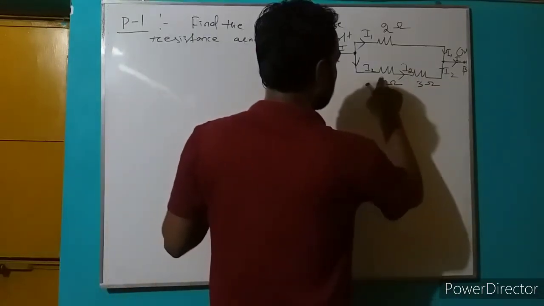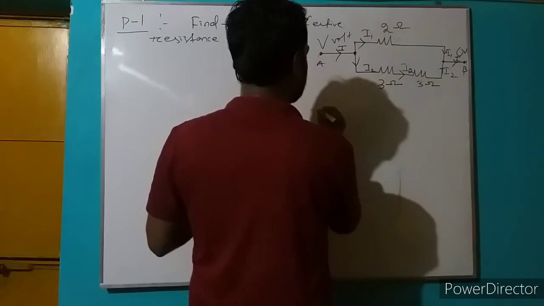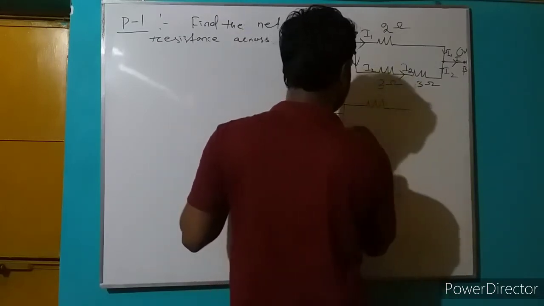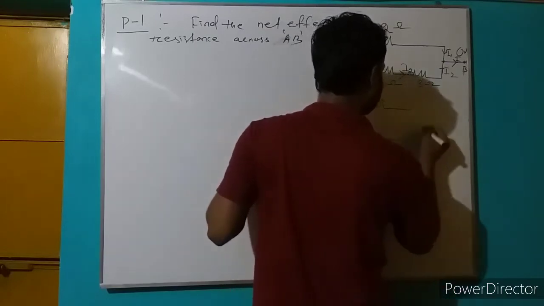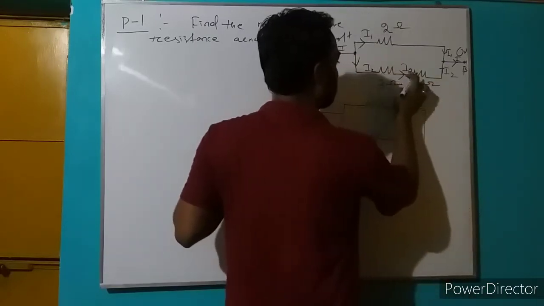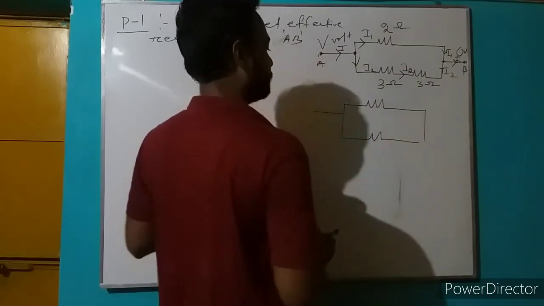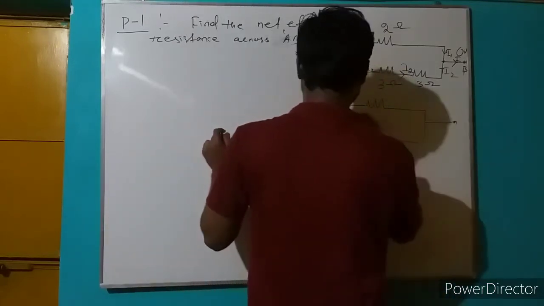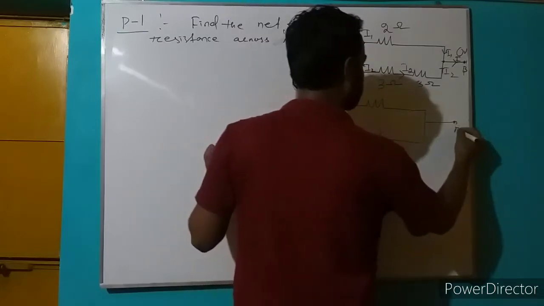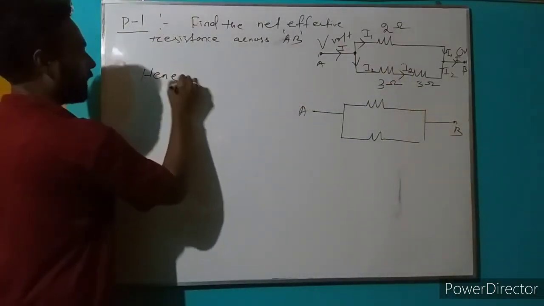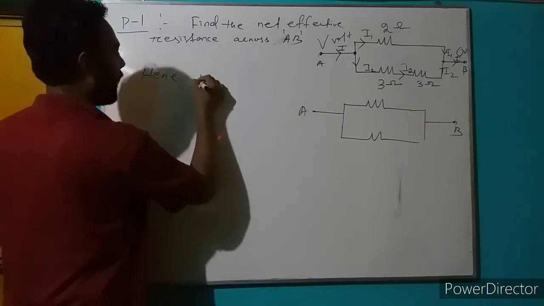Net effective resistance is equal to R1 plus R2. Here we draw it as a single circuit, so that also represents a single circuit, with A and B. How to add it? Net effective resistance R prime.